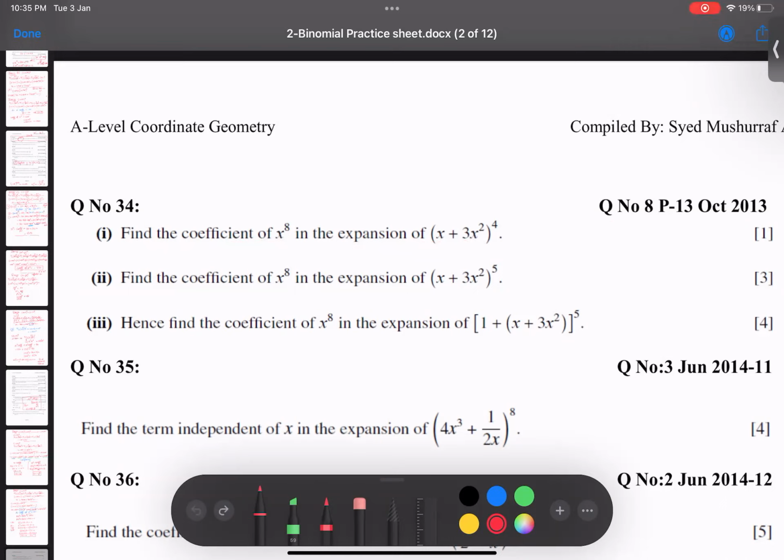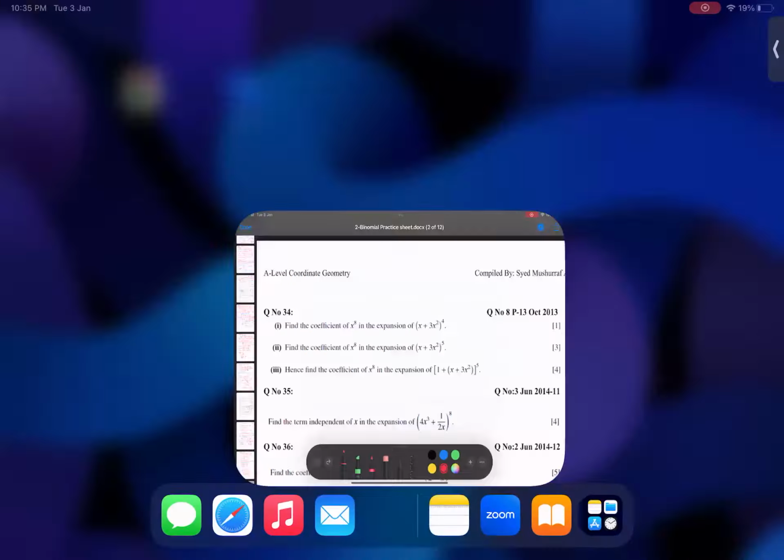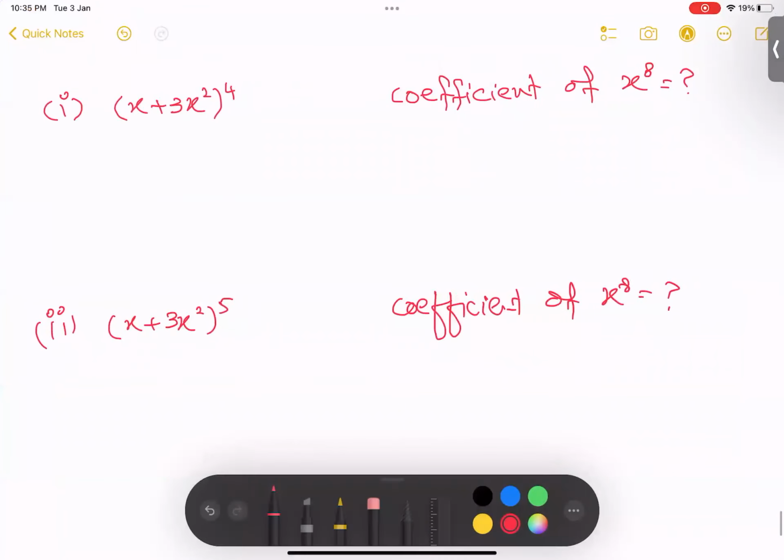I'm going to show one concept here, which is very, very important. Have a look here. For example, he's asking us to find the coefficient of x to power 8. If I expand directly, as it is, I can show you 4C0. There are two values: here x comes, here 3x to power 2 comes, and here 4 minus 0 comes on the top, and 0 comes on the other value.